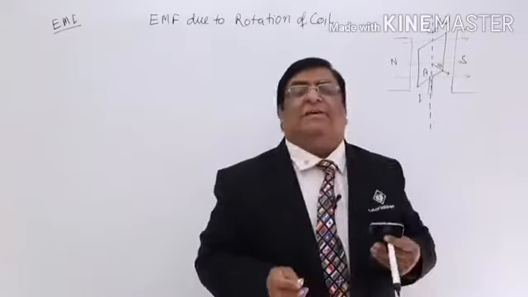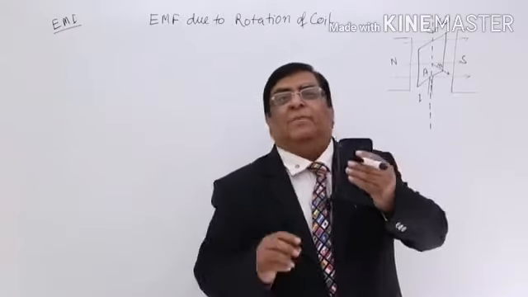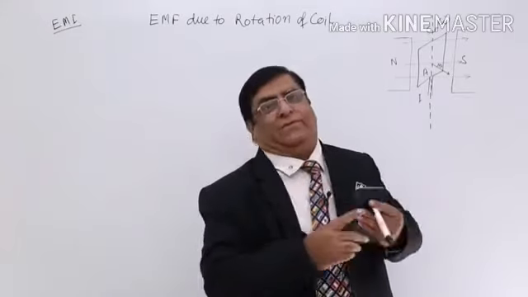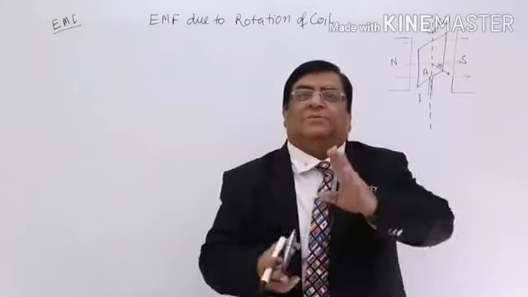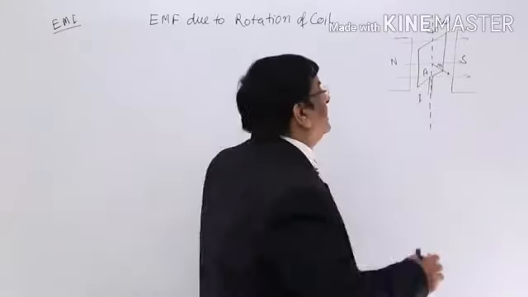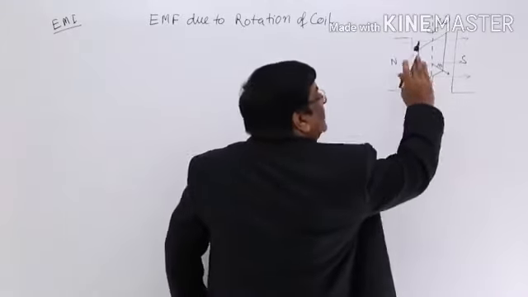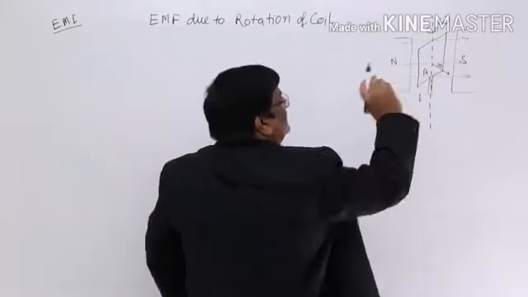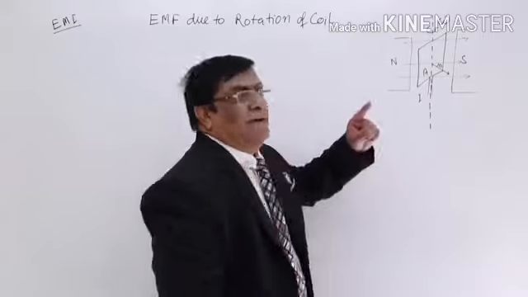So when we say the angle is changing, the physical condition is that a coil is rotating in a magnetic field, and its principal condition is the angle is changing. So this is the coil which is rotating in a magnetic field. This angle keeps on changing. Does it make any difference?